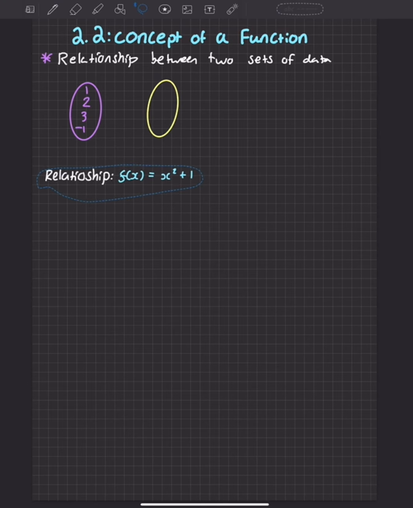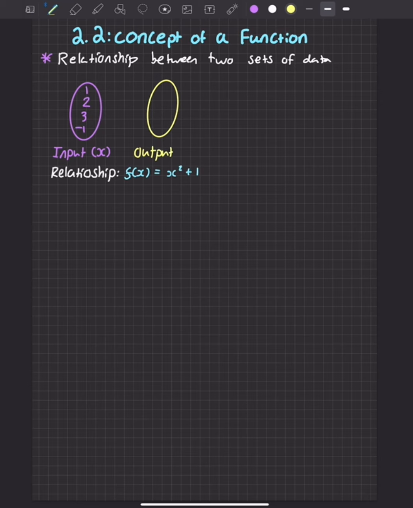Let's move this down a bit. In this relationship, this set of data here, the one where you know the values, is called the input, and this is usually your x value. While the other set of data is your output, or your f of x, or your y value. f of x and y are basically the same thing. So when you have this function, f of x equals x squared plus 1, this value would be your output, while this here is your input.